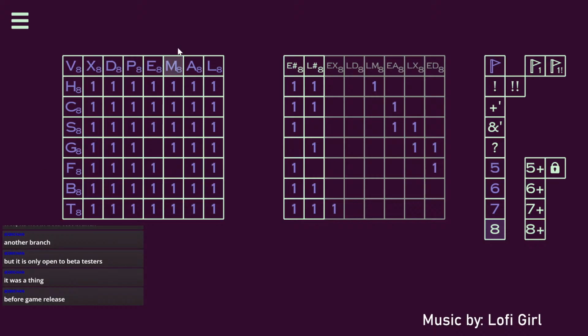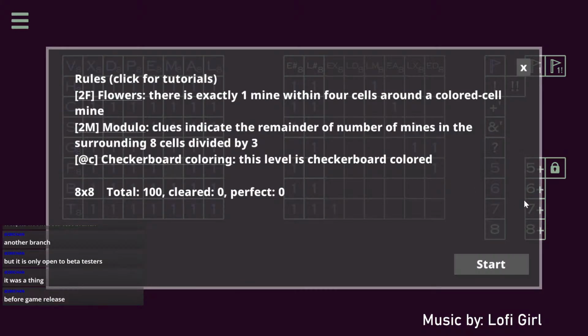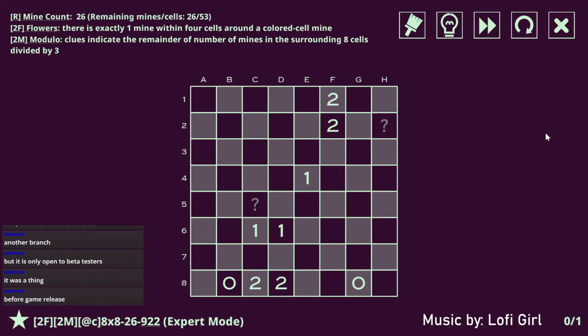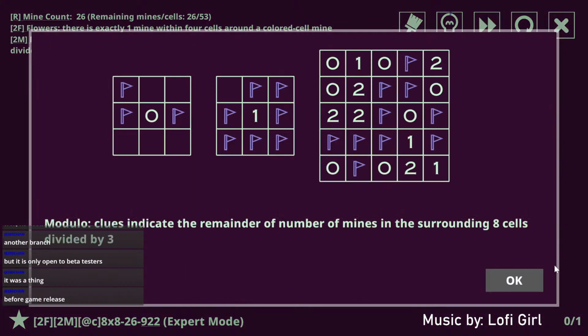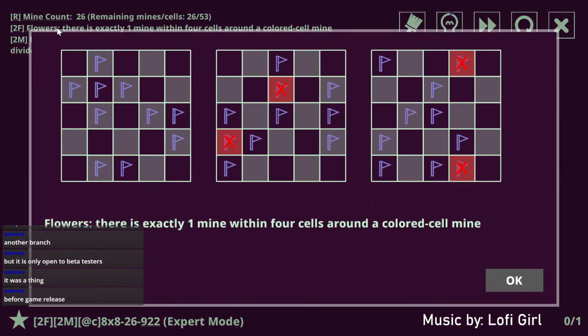Okay, more puzzles. This is modulo plus flowers. Sure. So modulo, every clue gives you the number of mines mod 3. Flowers, every colored mine has one non-colored around it. One non-colored next to it.